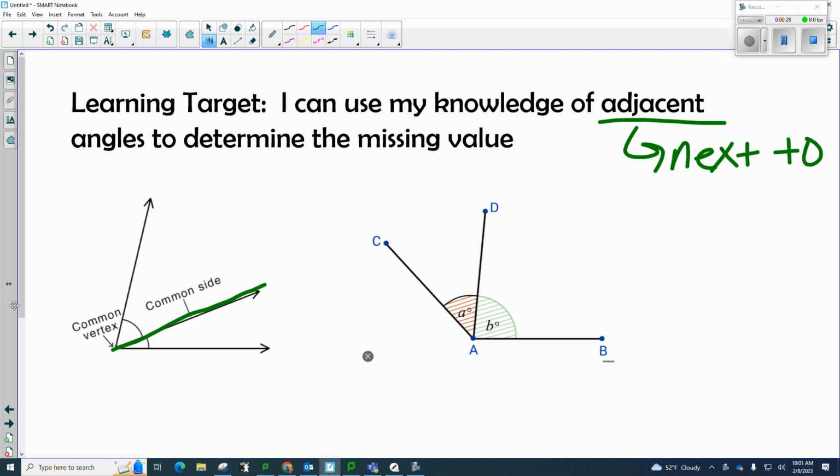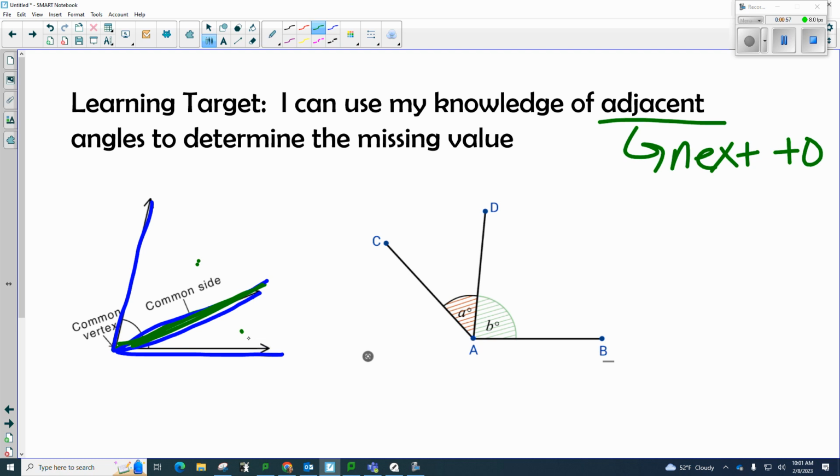If you look right here, they have a common vertex. That's the point where they meet here, and then that common side. This side is a part of this bottom angle. Here, let me even show them in color. It's a part of this angle, and it's a part of this angle here. That green side in the middle there, that's the common side that's shared. So these two angles are called adjacent angles.